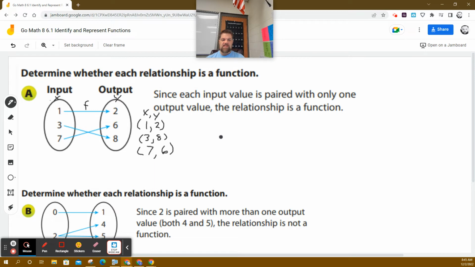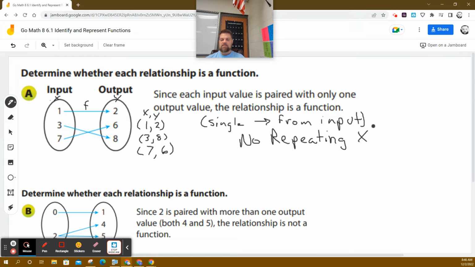So then we would say, write this down, a single arrow from an input. And the other thing you could say is no repeating x's. So this is definitely a function. That's what you've got to look for. If you see that, then it is a function.